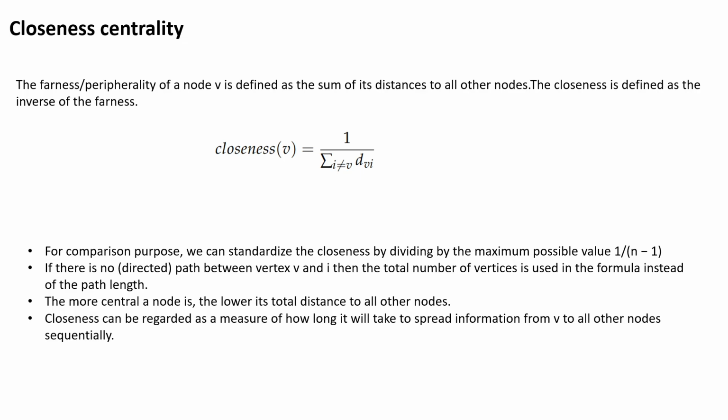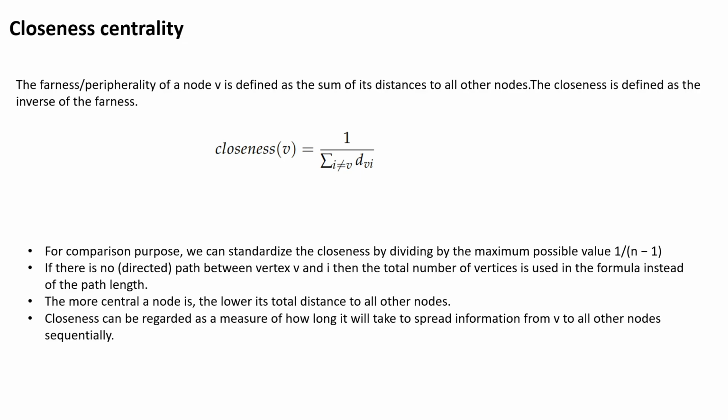So basically, if there is no path between the nodes you are trying to measure the distance between, you can use the total number of vertices instead of the path length. And the more central a node is, the lower its distance to other nodes. If a node is situated more in the center of the graph, the less distance it has to other nodes, which is kind of intuitive. If you have your node in the middle of the graph, it will obviously be closer to all the nodes than if it is at the periphery of the graph. So yeah, that is kind of intuitive.